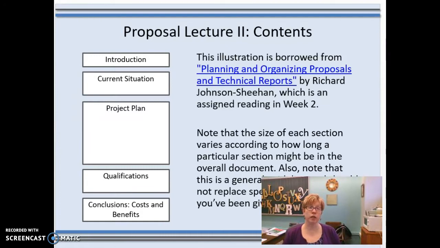Okay, you'll recall in the reading for week 2, the Johnson-Sheehan online text, there was this graphic. I also referenced it in the previous proposal lecture. And it's just basically an indication of the approximate size or weight of a given section. You'll notice that all proposals are going to need to have an introduction. They're all going to need to have a current situation or posed problem. They all have to have a project plan or solution, what you're going to do, qualifications, and then conclusions with a cost-benefit analysis. You'll note too that the biggest portion of a proposal is the project plan.